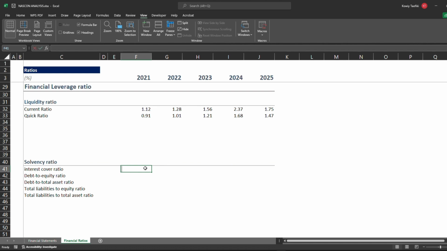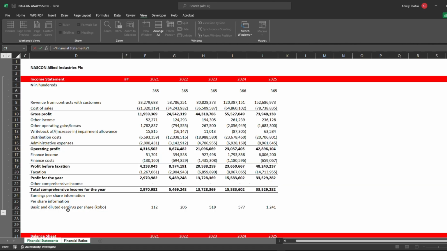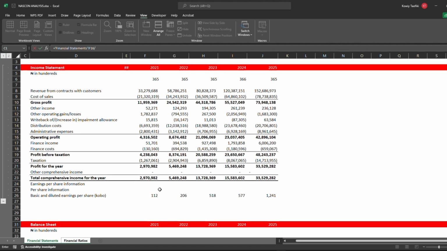So I have equals to the EBIT or the EBITDA. So I'm going to check which one do we have. Remember I said your EBIT is the same thing as your operating profit. So I'm just going to go with EBIT divided by your interest expenses. So where do we have our interest expense? Our interest expense is the same thing as our finance cost.